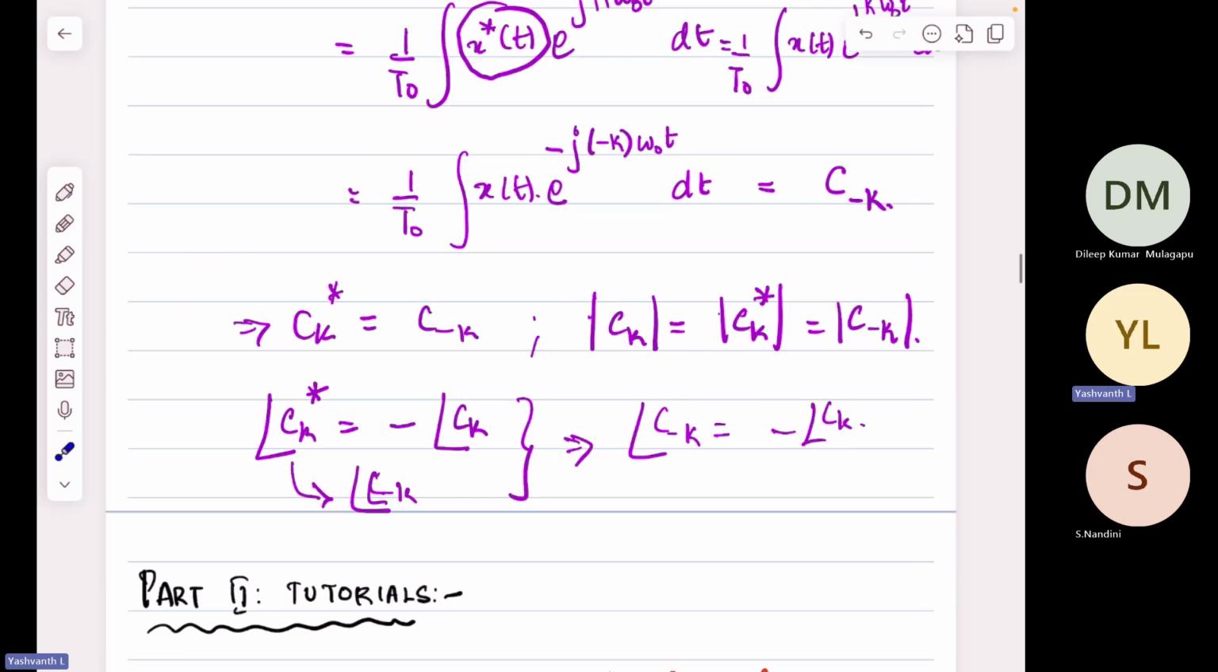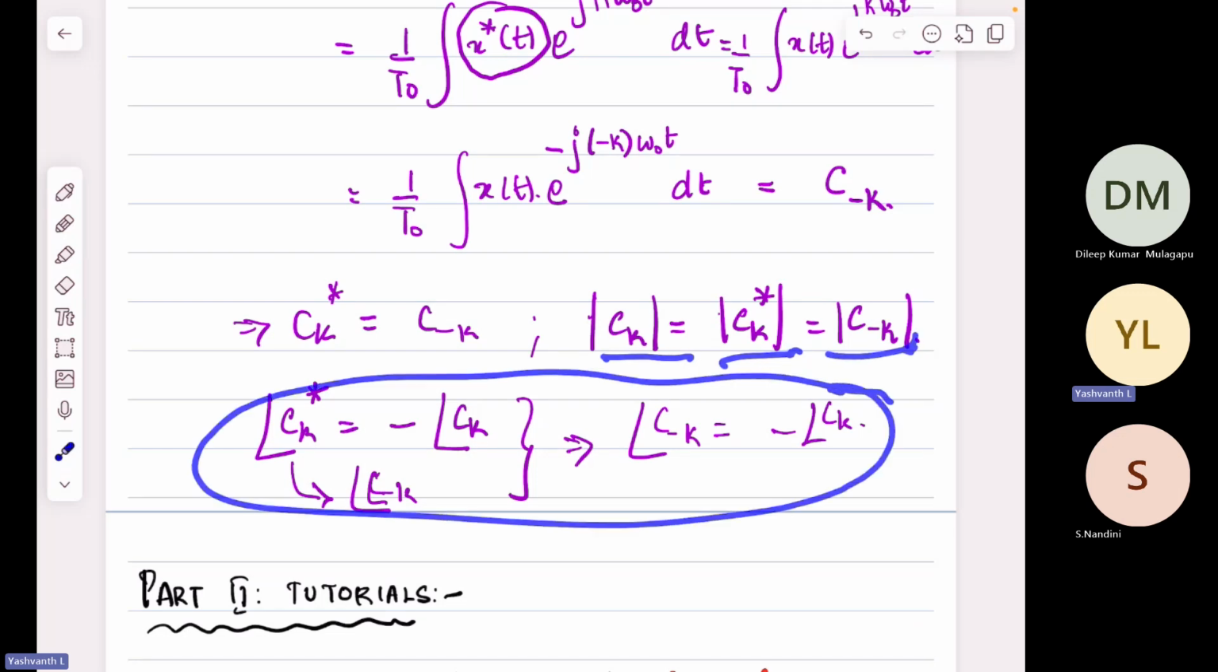And as a consequence, if you take the amplitude spectrum for a real signal, it will be symmetric. That is, mod of c_k equals mod c_k conjugate equals mod c minus k. Whereas the phase spectrum will have an odd symmetry. It won't have an even symmetry. That is, angle of c_k conjugate is minus angle of c_k.